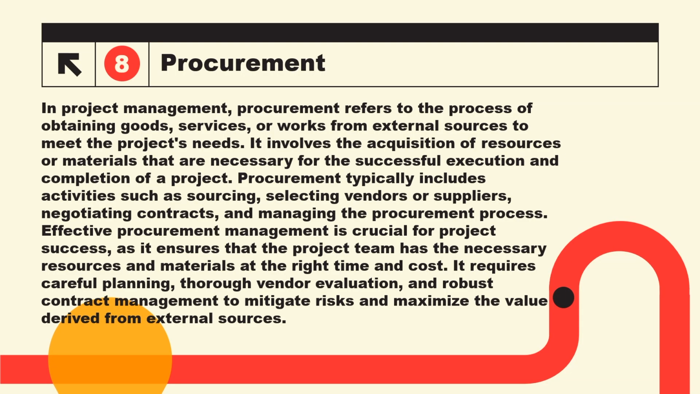Procurement. In project management, procurement refers to the process of obtaining goods, services, or works from external sources to meet the project's needs. It involves the acquisition of resources or materials that are necessary for the successful execution and completion of a project. Procurement typically includes activities such as sourcing, selecting vendors or suppliers, negotiating contracts, and managing the procurement process. Effective procurement management is crucial for the project's success as it ensures that the project team has the necessary resources and materials at the right time and cost.